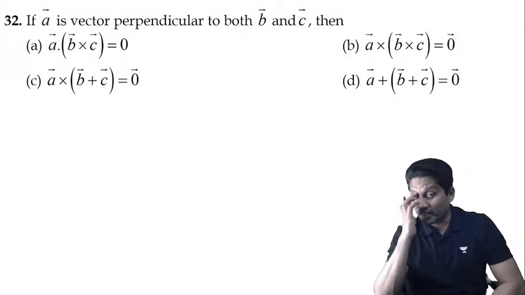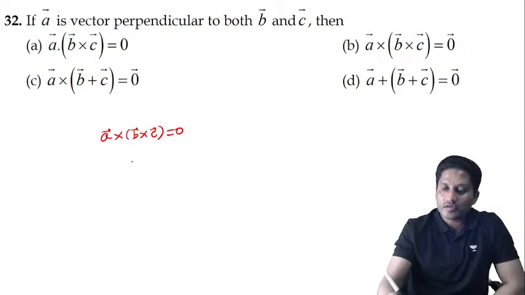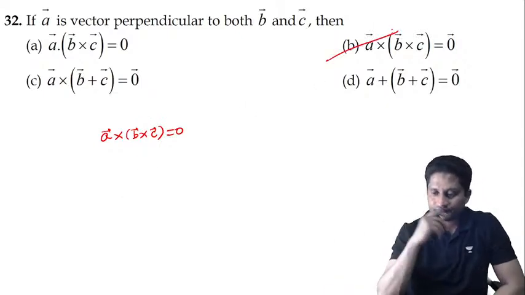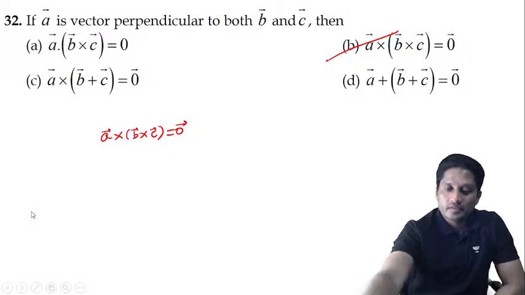Vector A is perpendicular to both B and C. So it should be equal to A cross B cross C. Obviously A is perpendicular to both B and C. Answer is option B only. Let's move to the next question.